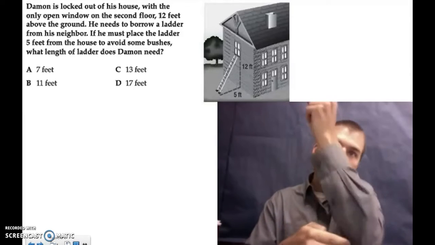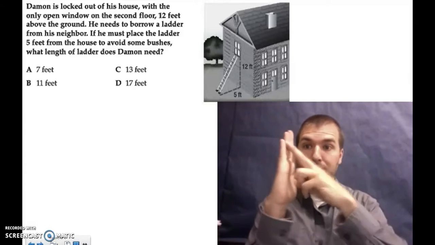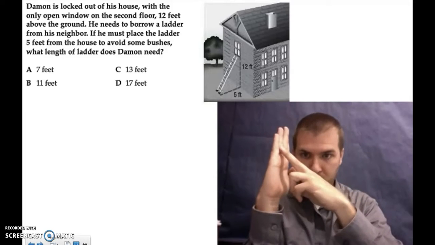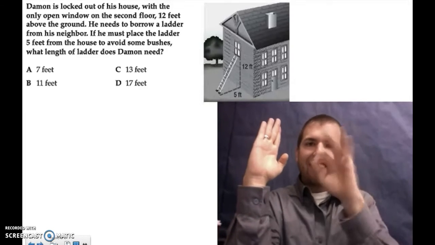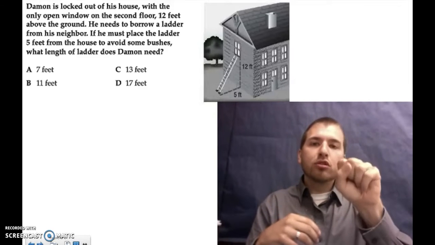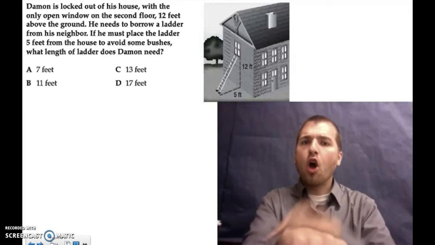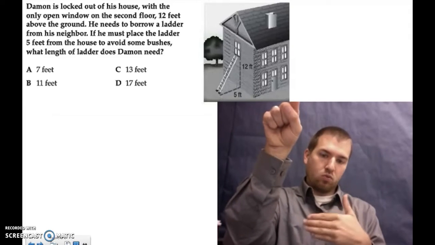Okay, so Damon is locked out of his house with the only open window on the second floor, 12 feet above the ground. He needs to borrow a ladder from his neighbor, and he must place the ladder 5 feet from the house to avoid the bushes. What is the length of the ladder? What length of the ladder does Damon need?